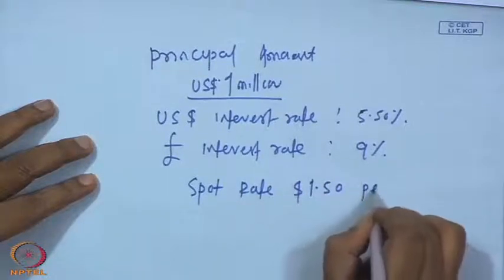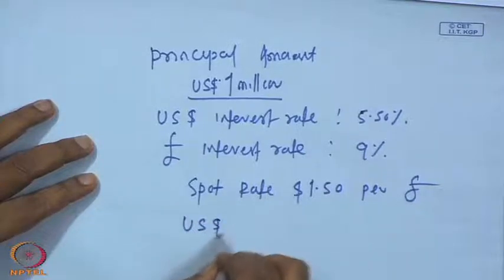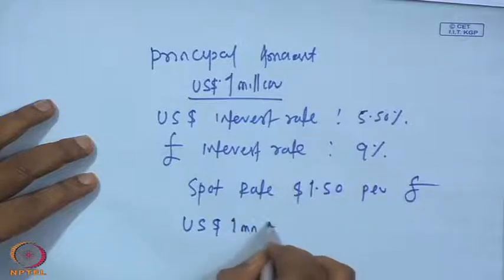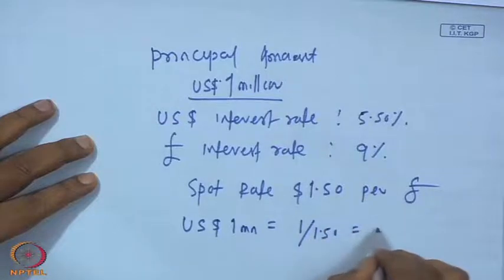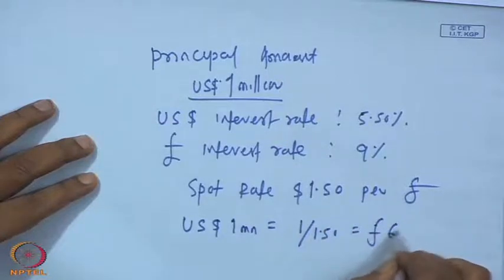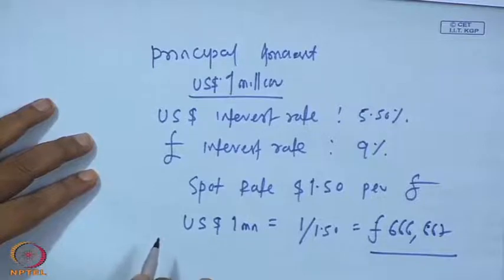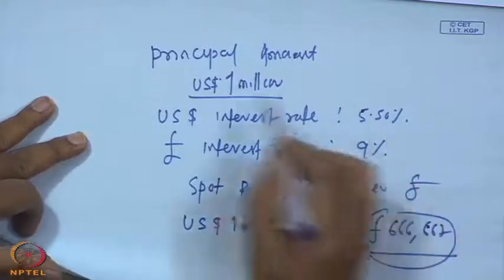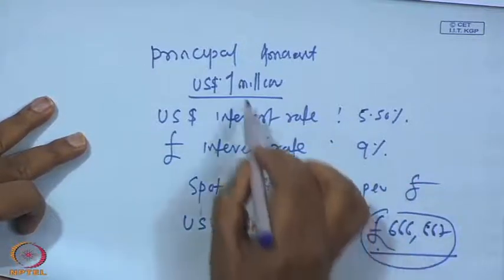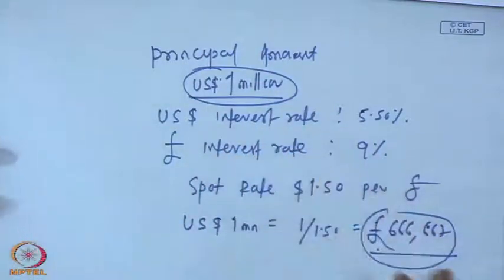It is $1.50 per pound sterling. So, what is US dollar 1 million equivalent to? 1 by 1.5, that is pound sterling 666,667. This is the principal transaction: this is the principal amount of 666,667 pound sterling and this is the principal amount of 1 million US dollar. The transaction takes place after 5 years.